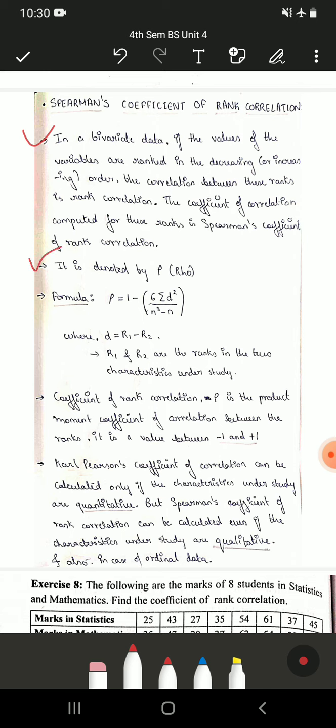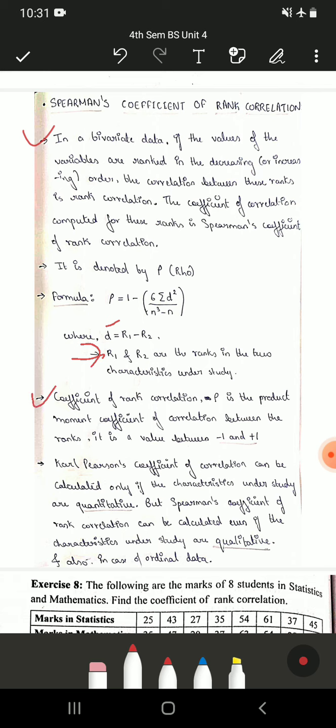So this is denoted by rho. So the formula to calculate Spearman's coefficient of rank correlation is rho equal to 1 minus 6 times summation d square divided by n cube minus n. So here d is nothing but r1 minus r2, where r1 and r2 are the ranks in the two characteristics under study. Again, I'll explain these in detail while solving the problems.